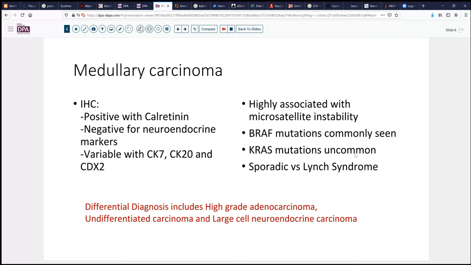However, it does occur in patients with Lynch syndrome, and so in many cases, further testing may be warranted if you don't detect a BRAF mutation. The differential diagnosis, as I've indicated in our discussion, includes high-grade adenocarcinomas, undifferentiated carcinoma, and large cell neuroendocrine carcinomas. Certainly, these would have a different immunohistochemical profile. Undifferentiated carcinoma may likewise have a different profile, certainly would be negative for calretinin. And high-grade adenocarcinomas would be more strongly positive with the conventional CK20 and CDX2 markers.